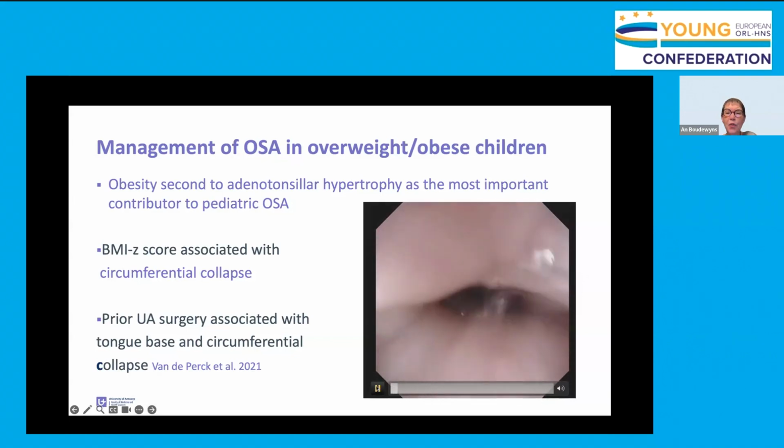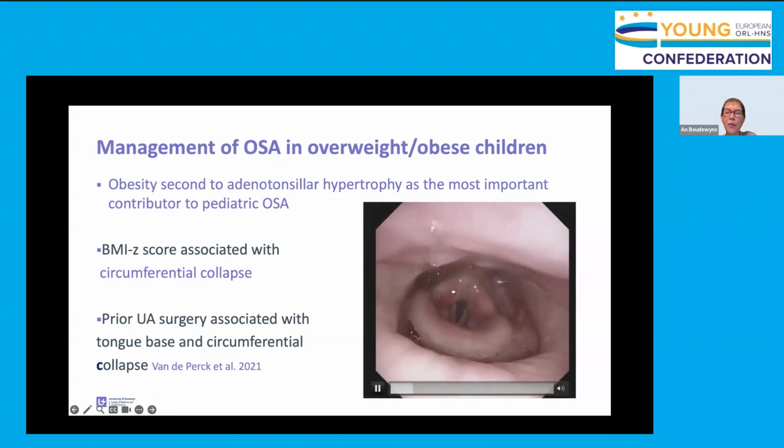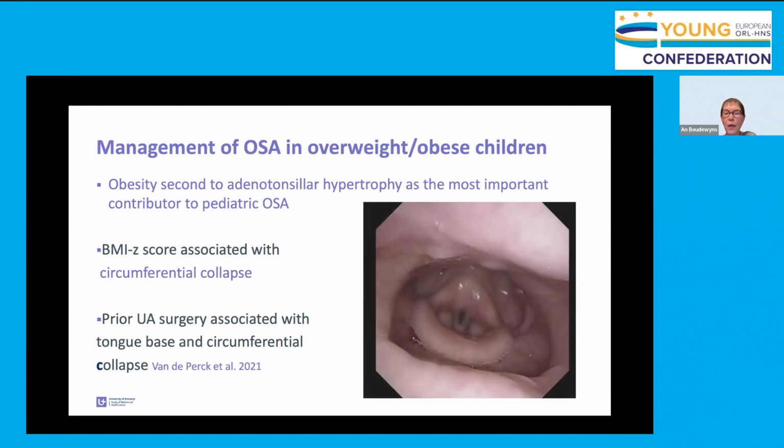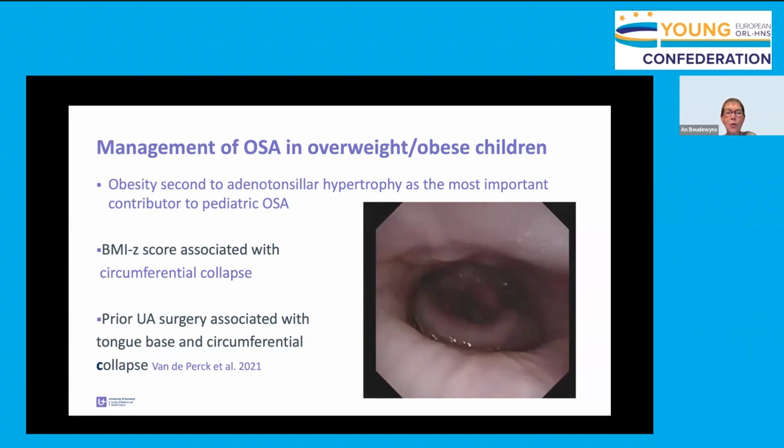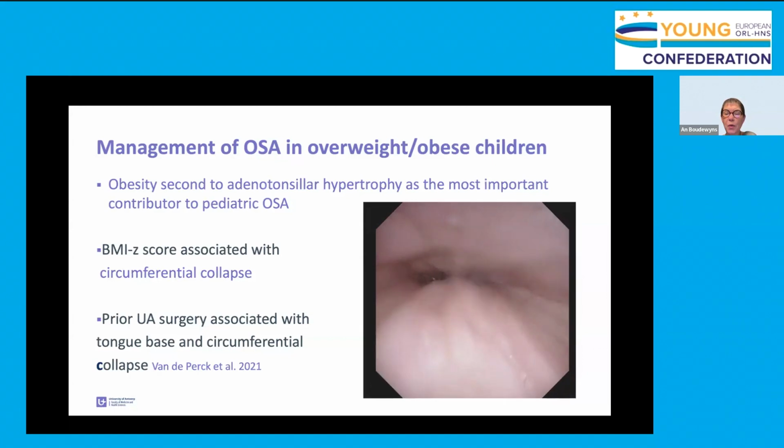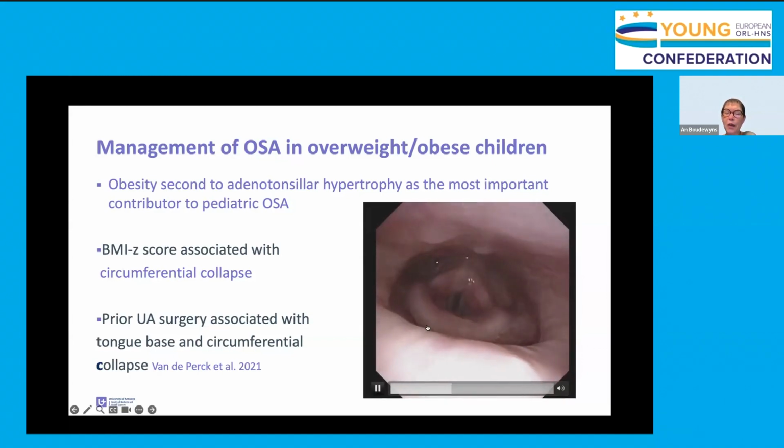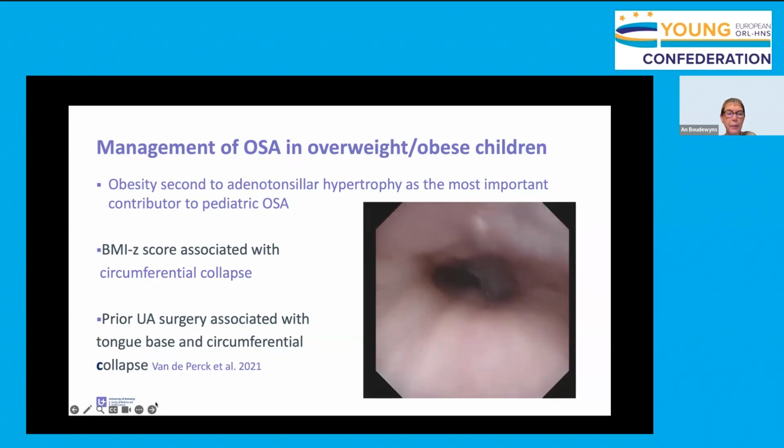And by this, we have shown that this pattern of circumferential collapse is very common in children with obesity, and it's also associated with persistent sleep apnea. And this circumferential collapse might be more difficult to treat, especially with surgical modalities.